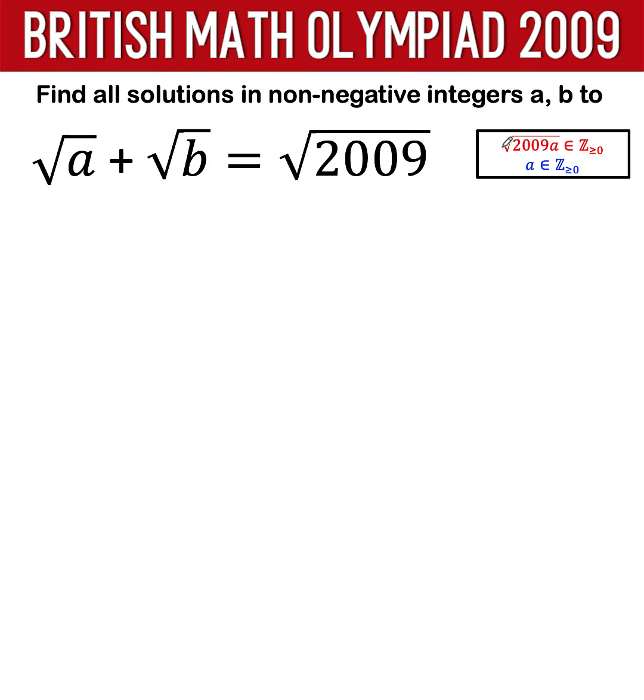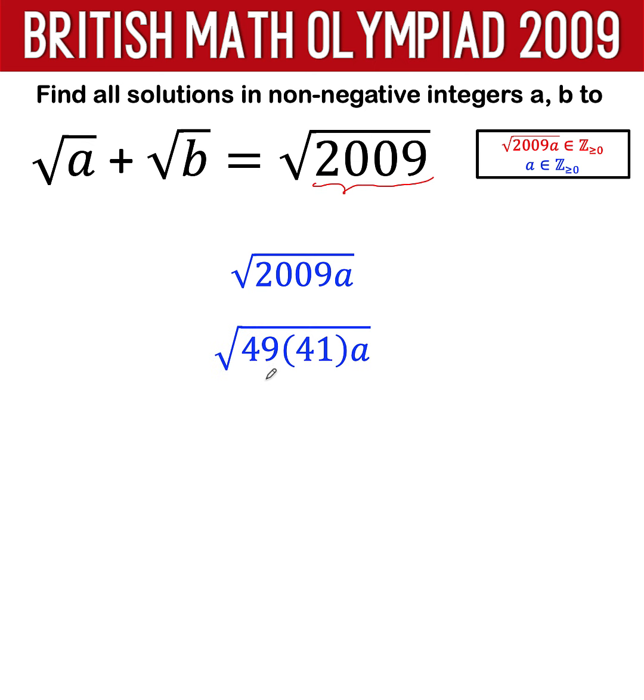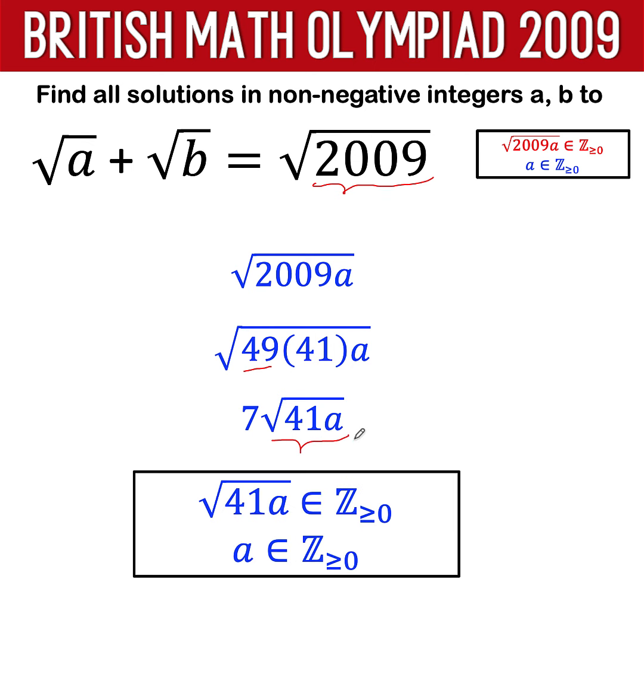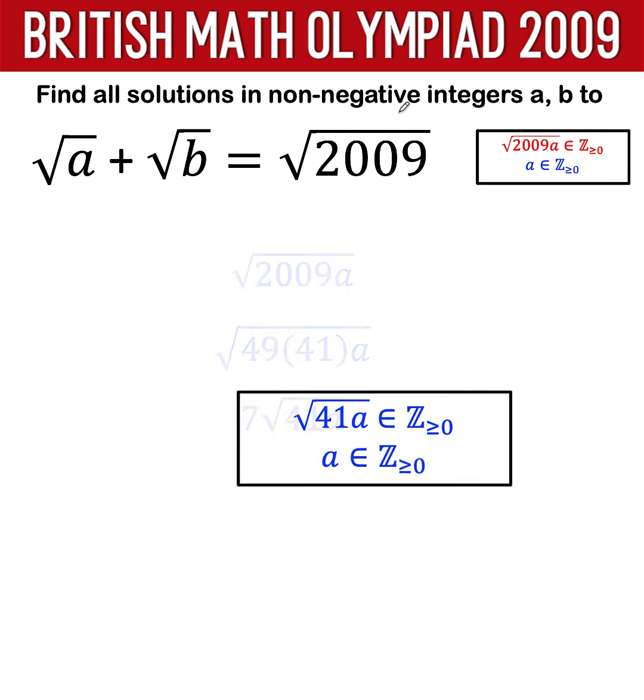Next, what can we say about the square root of 2009a? As mentioned in the beginning, we must be able to factor this 2009, and luckily, its factors are 49 times 41. And this 49 is a perfect square. Its square root is 7. So we have 7 times the square root of 41a. This entire expression must be a non-negative integer. 7 is a non-negative integer. This implies again that the square root of 41a must be a non-negative integer, so that this entire expression is an element of the set of non-negative integers. So let's remember again this condition.